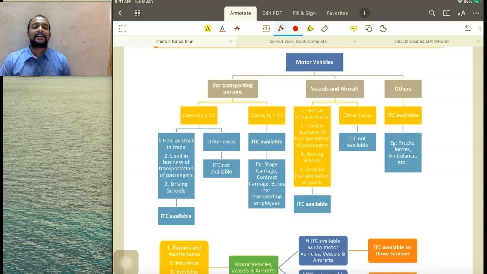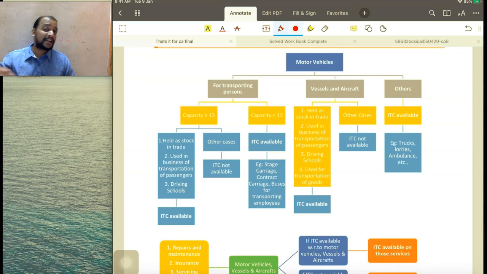Then next, another example. Same manufacturing company purchased a bus for transporting its employees. Can it take ITC? Yes, because for transporting employees, the bus capacity is more than 30, they can take ITC with respect to that. It is not a blocked credit. Same manufacturing company purchased a car for transporting its director. Can it take ITC? On car they cannot take ITC because the capacity does not exceed 13 and it is not in the exceptions. Therefore, they cannot take ITC with respect to that.